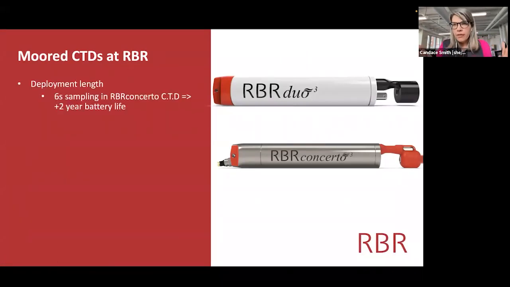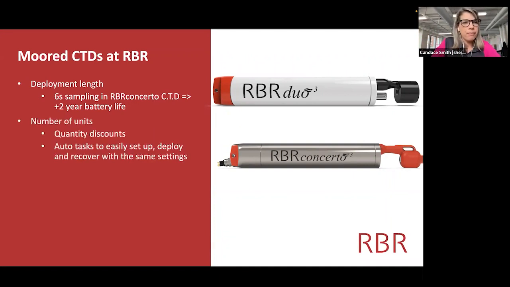So the deployment length for moored CTD, again, I went to Ruskin and ran a simulation, and sampling once every 6 seconds on a Concerto CTD, the battery will last just over 2 years. So again, you can go into Ruskin and tweak around these factors to maximize. I didn't do the bursting or the averaging I talked about, but you could also go in there and tweak it to, again, if you know your deployment is going to be 2 years, then you can go in and tweak that until you get the right sampling interval to maximize the battery and the memory.